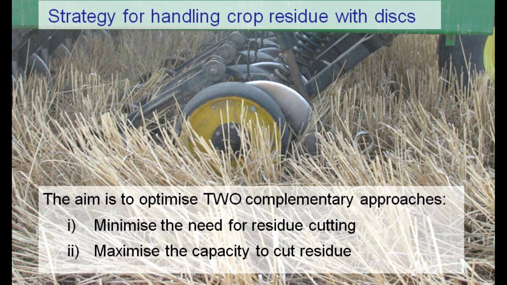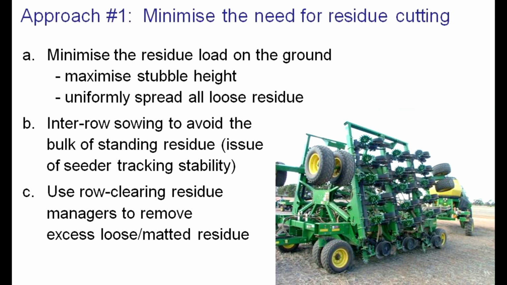The strategy is a two-pronged strategy. The first is to minimize the need for cutting residue, because it's such a difficult thing to achieve in practice, and then maximize the capacity to cut residue. The first prong, minimizing the need for residue cutting, starts at harvest: maximizing the height of residue, so keeping the residue standing as much as possible, and spreading any loose residue as uniformly as possible, so that the disc will not have to encounter much residue to cut. Locating the disc in between stubble rows is part of the same strategy with inter-row sowing.